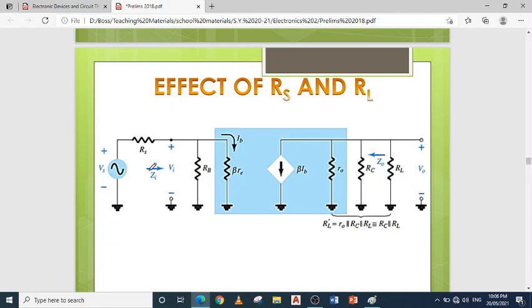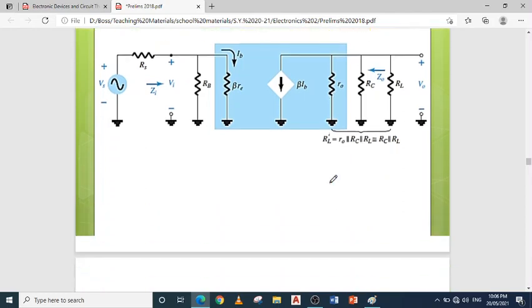And then ZI is still at the base of our BJT. And since we have no emitter resistance, it goes straight to ground. Okay, so you are familiar with this circuit. This is a common emitter configuration, except there is no emitter resistance.